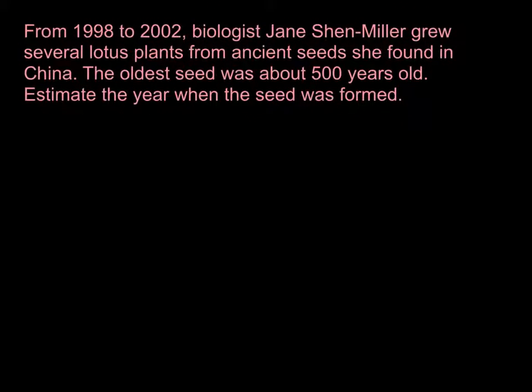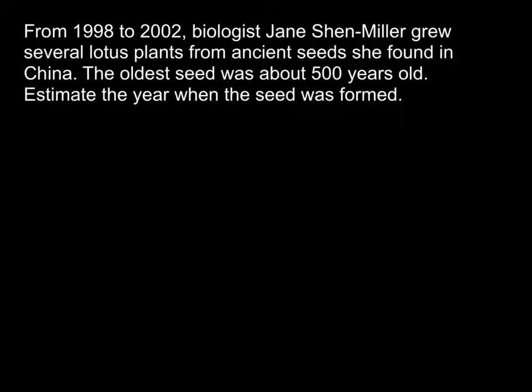Let's move on to the last problem of this particular chapter. We're going to write and solve an equation using the story problem as the beginning. So first, let's read this. From 1998 to 2002, biologist Jane Shen Miller grew several lotus plants from ancient seeds she found in China. The oldest seed was about 500 years old. Estimate the year when the seed was formed.